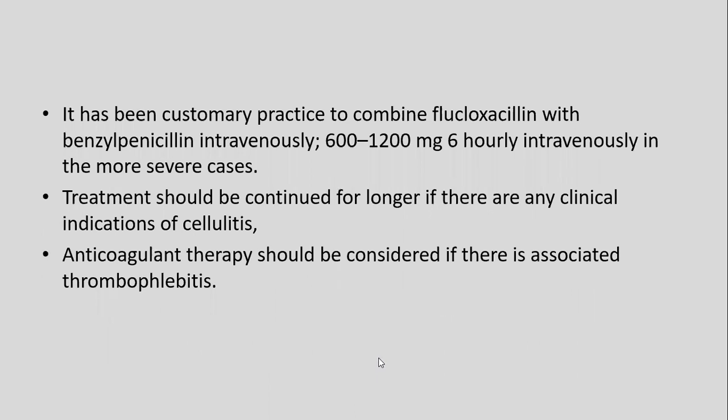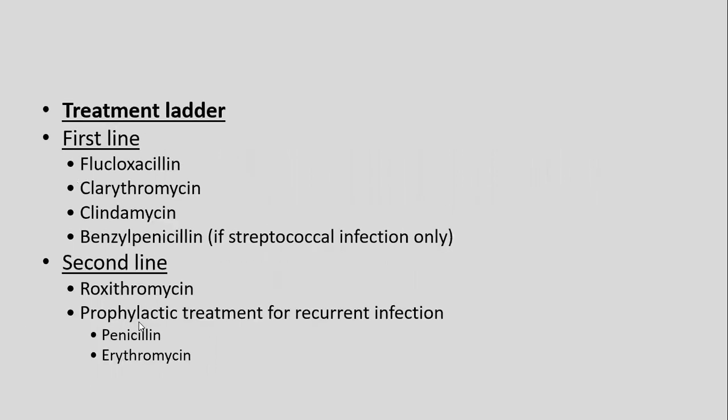It is customary practice to combine flucloxacillin with benzyl penicillin intravenously, 600 to 1,200 mg 6 hourly, in more severe cases. The treatment should be continued for longer if there are any clinical indications of cellulitis. Anticoagulant therapy should be considered if there is associated thrombophlebitis. The treatment ladder then: first line is flucloxacillin, clarithromycin, clindamycin, and benzyl penicillin. Second line is roxithromycin, and prophylactic treatment of recurrent infection with penicillin and erythromycin.